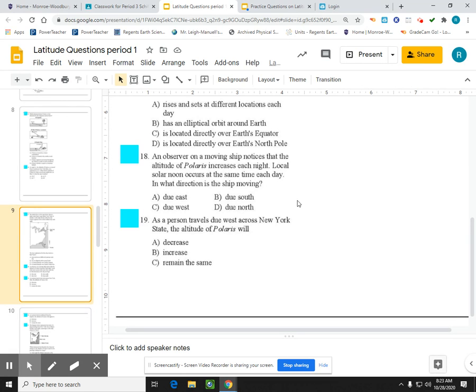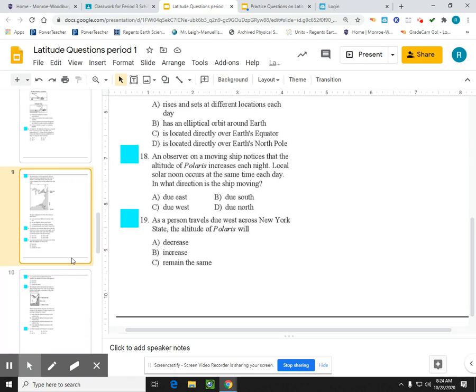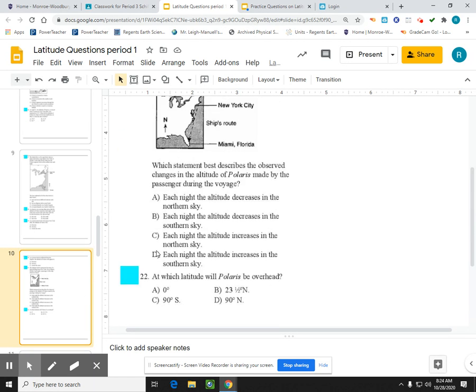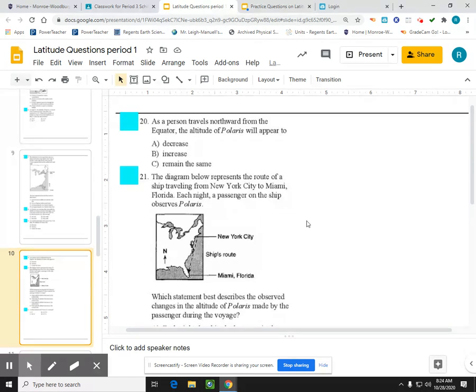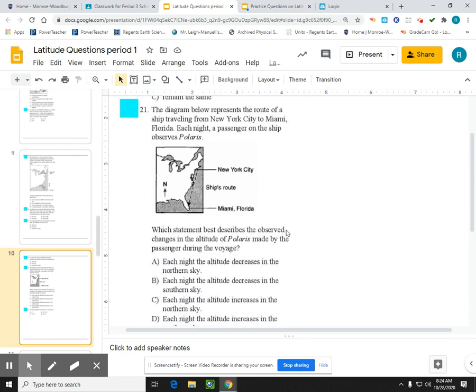As a person travels due west across New York State, the altitude of Polaris will remain the same because you're not changing your latitude, you're staying on the same longitude line. As a person travels northward from the equator, the altitude of Polaris will appear to increase because their latitude's increasing.